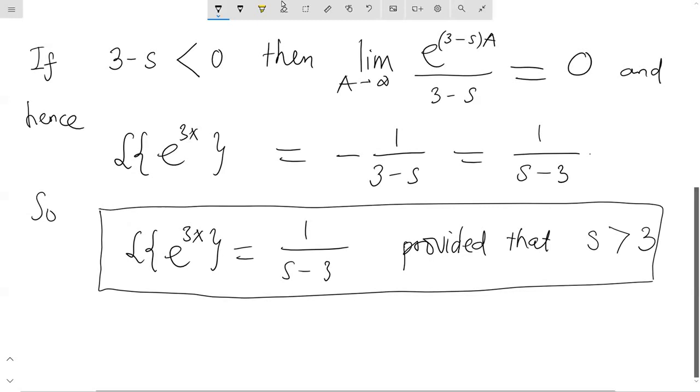So you see that from the first two examples, we use the definition to compute the Laplace transform, and always we should have the condition on the independent variable s for the Laplace transform. Always we should have that.